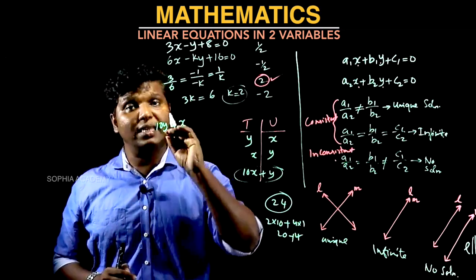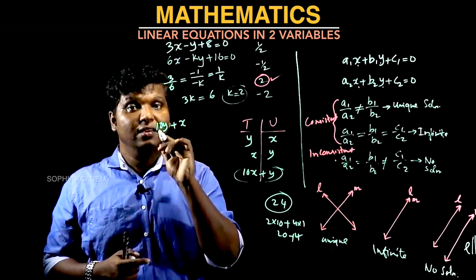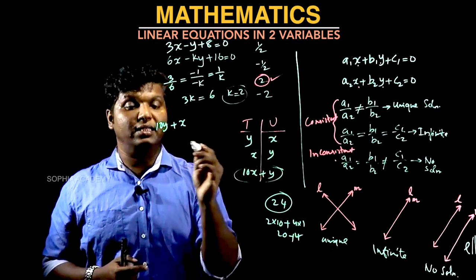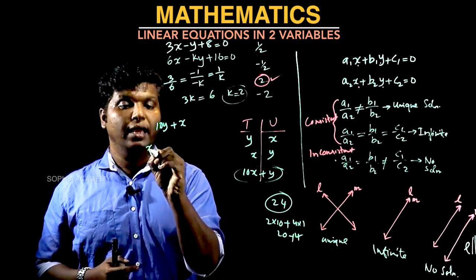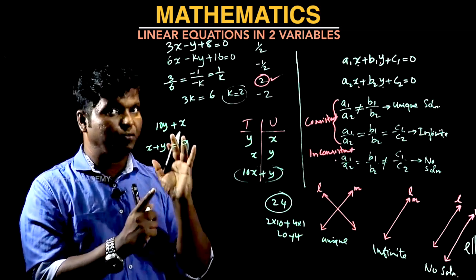What is the hint given inside the question? The sum of the digits is 9, right? The sum of the digits of the original number means x plus y, it is 9. That is the first thing. So we will write that one: x plus y is equal to 9. That is the first thing given here.